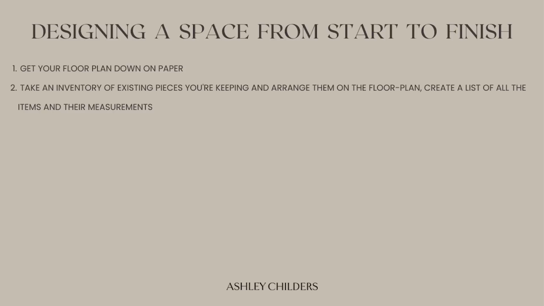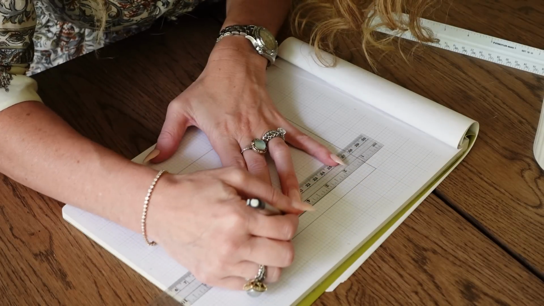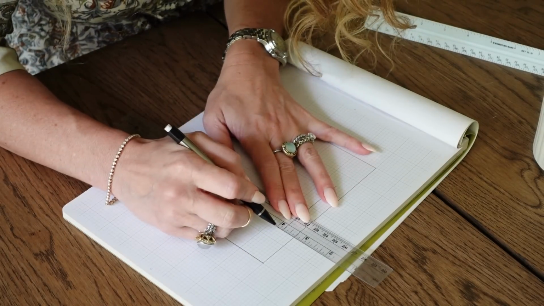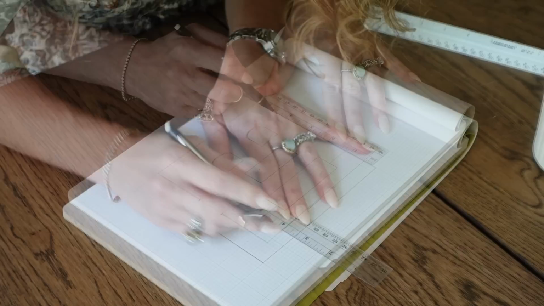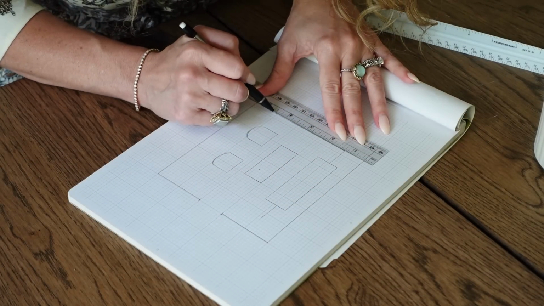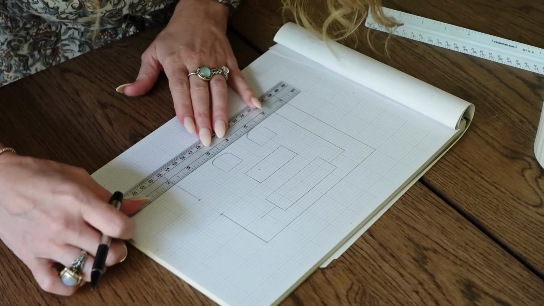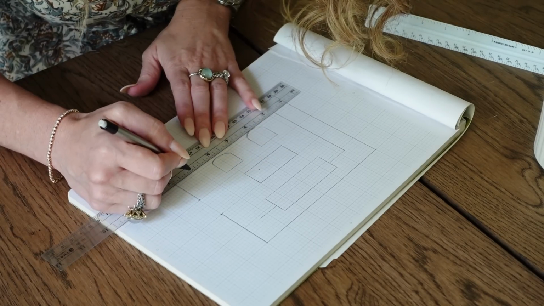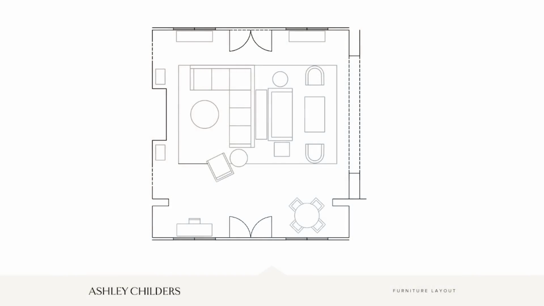But if you have furniture items in the room that you want to keep, you're going to want to take a picture of them and measure them, and then transfer those measurements onto the floor plan and play around with different groupings. Maybe it's a seating grouping or a table arrangement. Make 2 scale sketches of those pieces and work them around the room to see what type of a layout you like best.